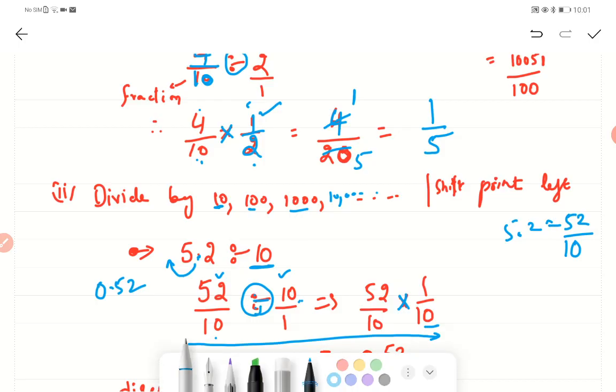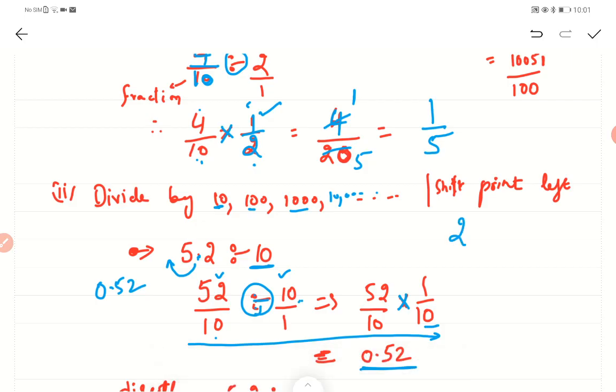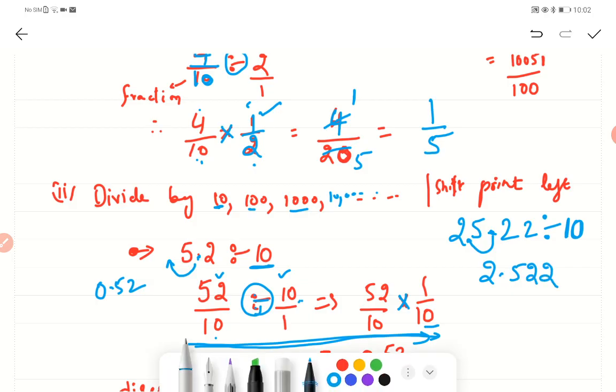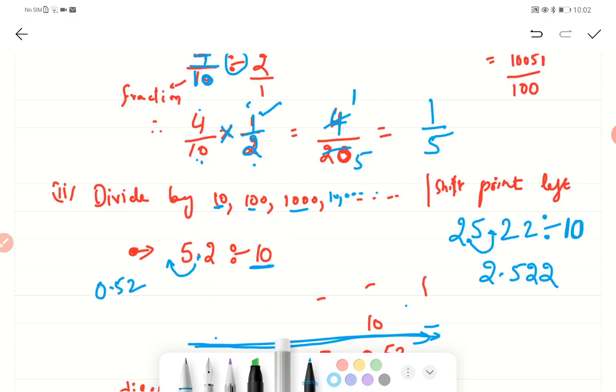Okay, I will take one more example. If I have a number like 25.22, and I'm dividing this number by 10, I can go by this lengthy procedure. Instead of that, since it is dividing by 10, I will shift this decimal point one position to the left, so it will be 2.522. Do you want to check the answer? Let us do it by this lengthy process, whether this is correct or not.